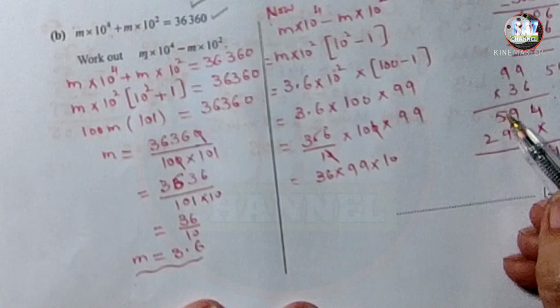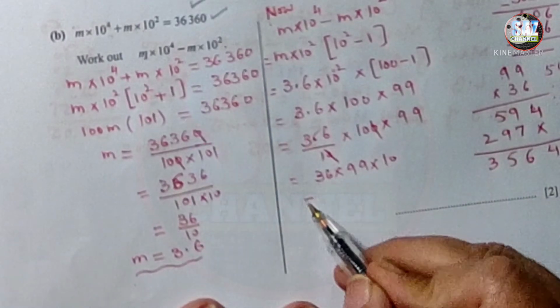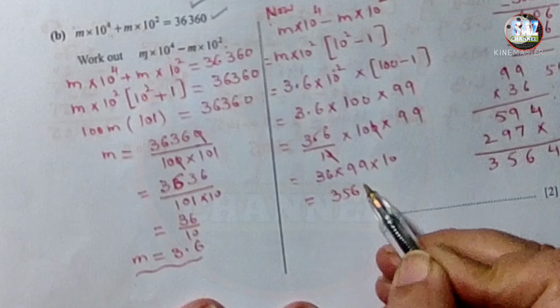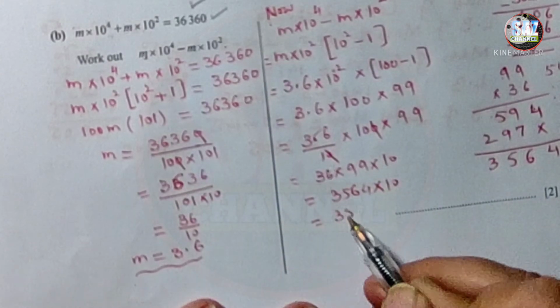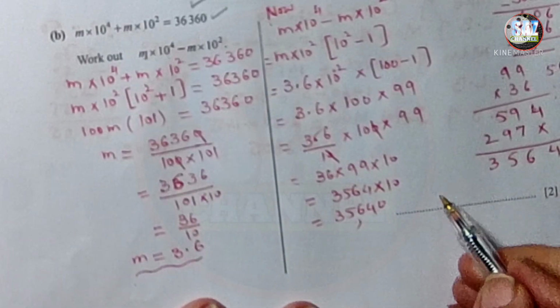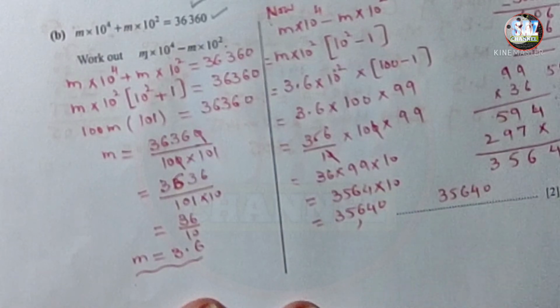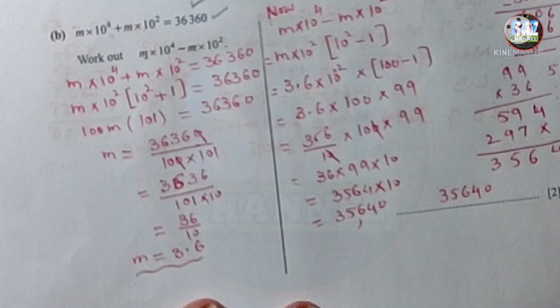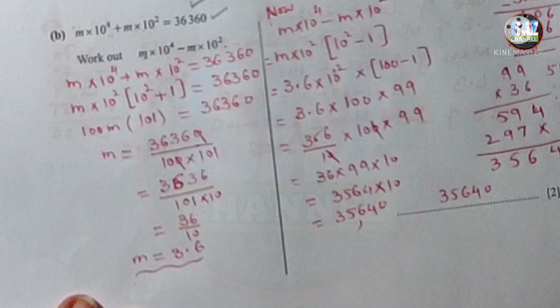This is 3 5 6 4 multiplied by 10, so this will become 3 5 6 4 0, 35,640. I hope students you are really clear about this question, and let's move to the next question.